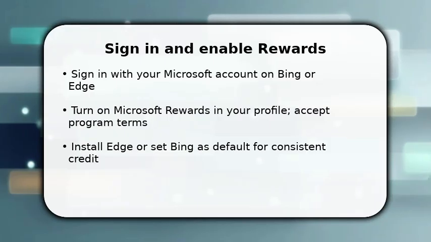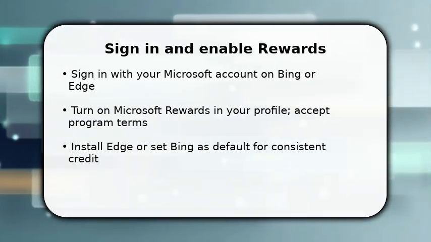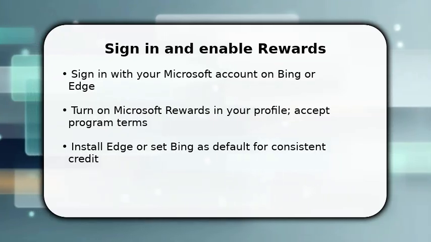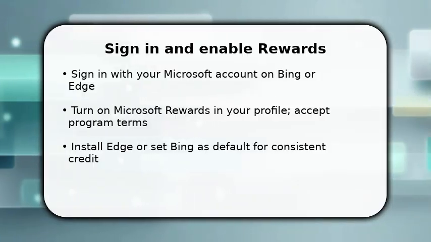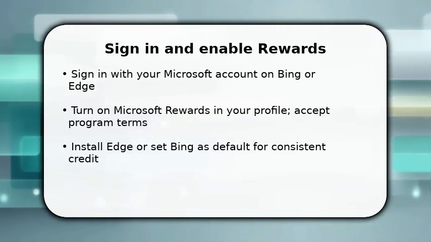You start by signing into your Microsoft account on Bing.com or in Edge. This ties searches to rewards. Once signed in, enable Microsoft Rewards from your profile, accept the terms so points accumulate. Next, make Bing your default search or use Edge regularly. That ensures consistent credit across devices. Do this now so every subsequent search counts.